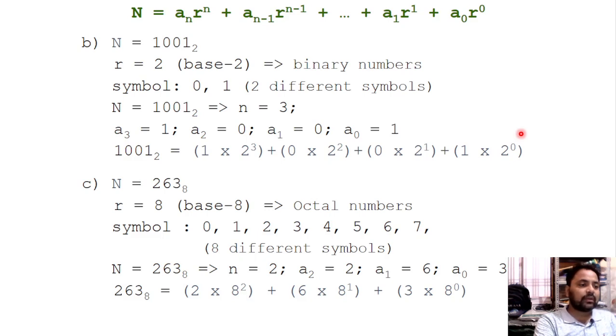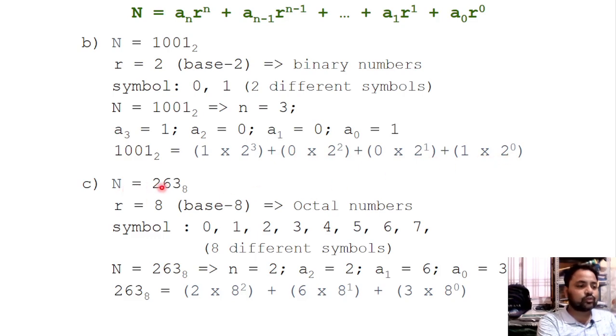In another example, n equals 1001 to the base 2. Here we are using binary, base 2, so the symbols 0 and 1 are used. Here a3 equals 1, a2 equals 0, a1 equals 0, and a0 equals 1. So 1001 to the base 2 is written as 1 into 2 to the power 3, 0 into 2 to the power 2, 0 into 2 to the power 1, plus 1 into 2 to the power 0.